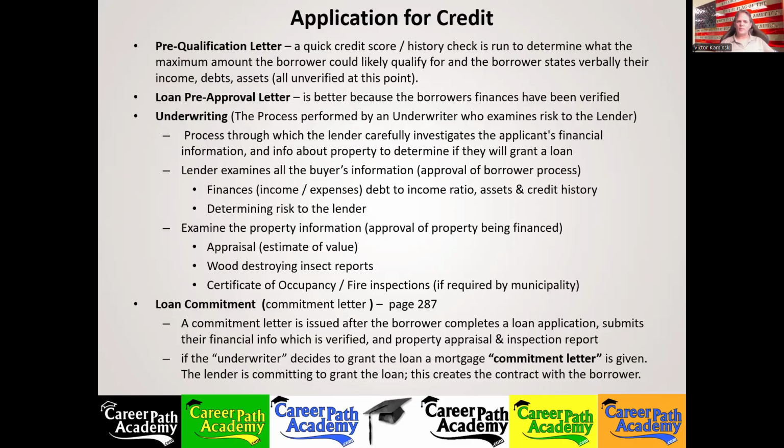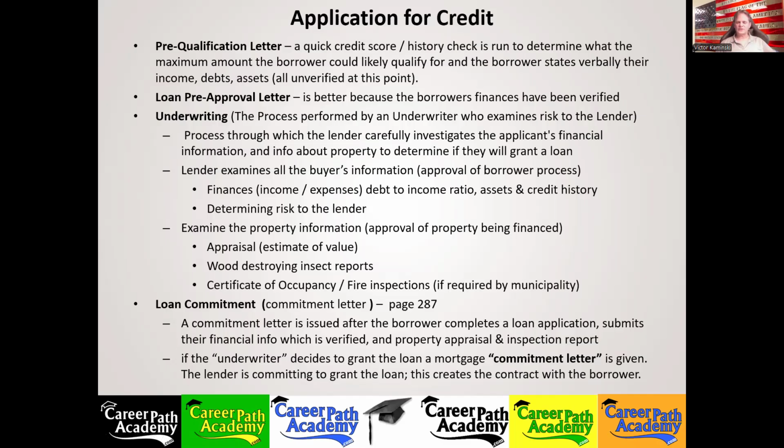Now, if you want to get a pre-approval letter, well, now you supply the lender with all of your bank statements, pay stubs, tax returns. Now they verify all that information that you told them to get a pre-qualification letter. So you get a loan pre-approval letter. That's much better than a pre-qualification letter because now all the information has been verified. And then they put all that stuff through underwriting to get that approval letter. But you're still not going to get a commitment letter until you identify a property.